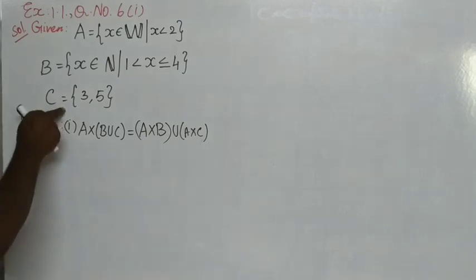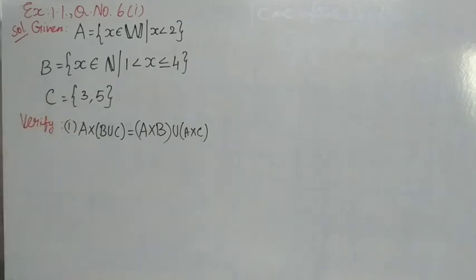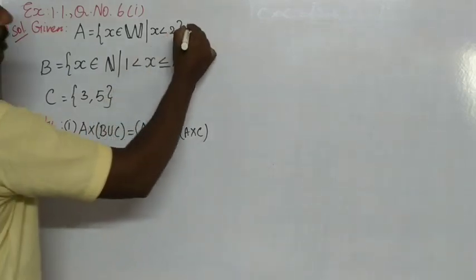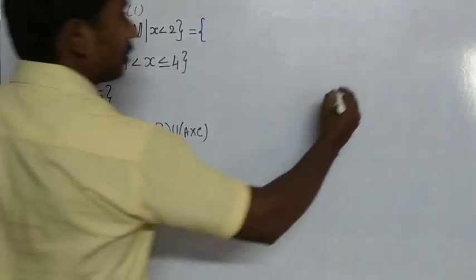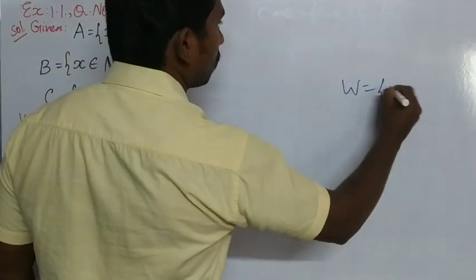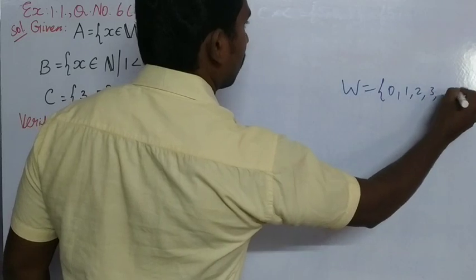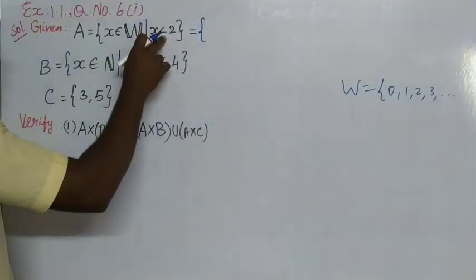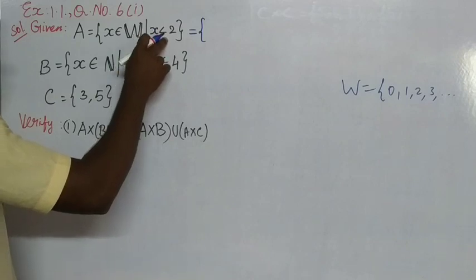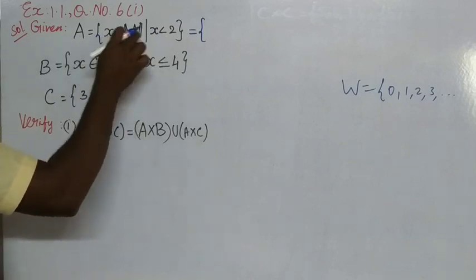So in the set C the elements are already given, but for A and B there are no elements given, only some condition is given. We have to write the elements of the sets. So you know already whole numbers. The whole numbers start from 0, 0, 1, 2, 3, and so on. Here we need x less than 2.